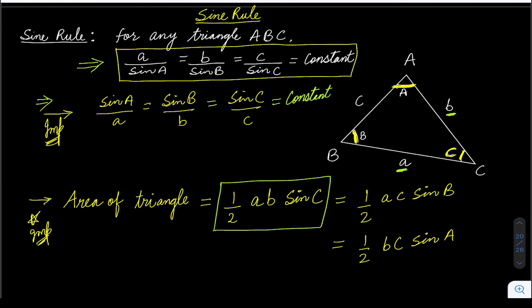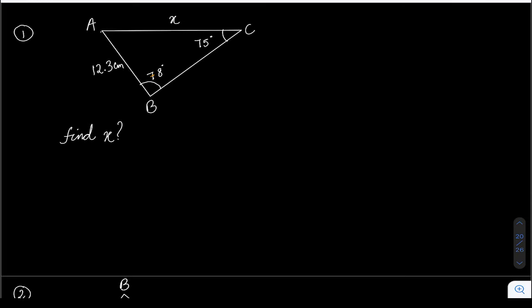For example, if instead of a and b you are taking side a and c, you can write half ac into sine of the angle between them, that is B. So half ac sine B. So this is how you can find the area of triangle, and all these values are equal to the area of the triangle. This will also be used in sine rule questions. Okay, so let's start solving some questions and see how to apply this.